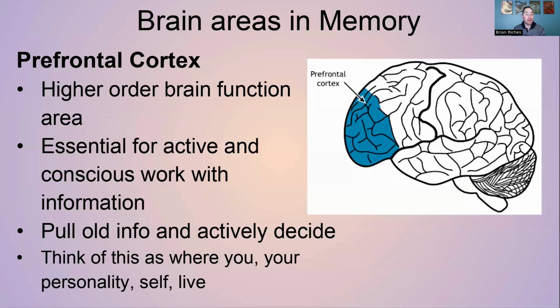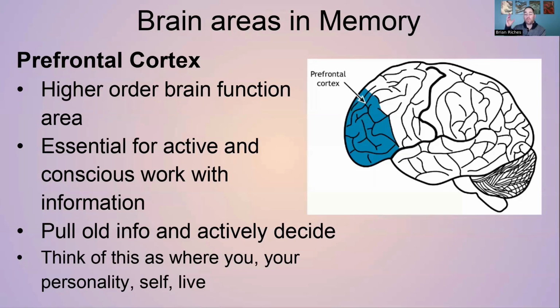So another brain area that's very important to memory is the prefrontal cortex. The prefrontal cortex does a lot of what we call higher order brain functions, things that humans do that other animals don't seem to do as well. It's very essential for active, conscious work with information. So thinking about an example: if I said, think about an example of when you were confused, or think about a time when you set a goal. What is a big goal that you have? You're going to be using your prefrontal cortex.